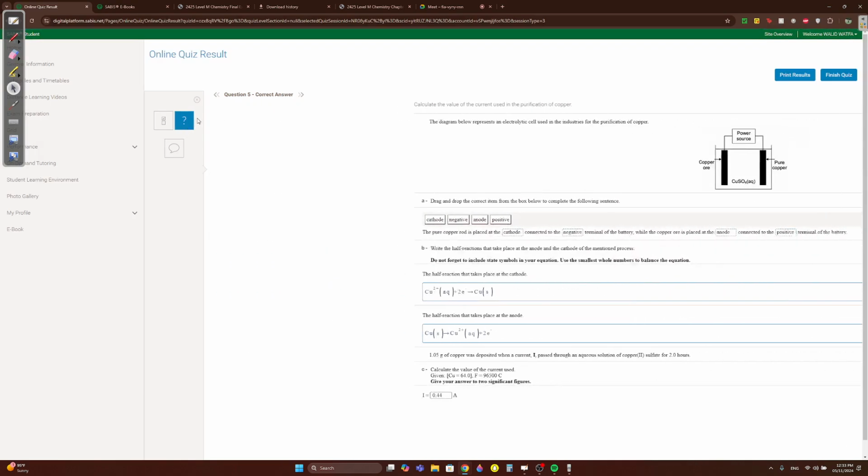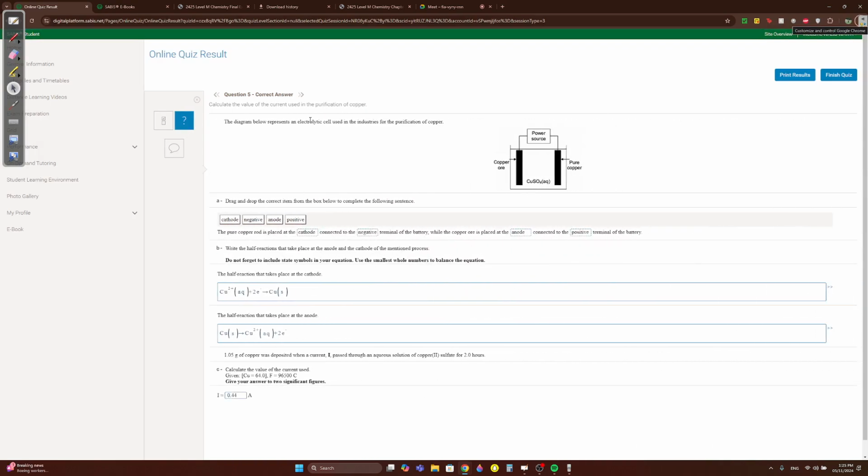Question 5. Here, they have an electrolytic cell. An electrolytic cell, it's the same thing as electrolysis, huh? Or is it a galvanic cell? But yeah, it's like electrolysis. The pure copper rod is placed at the wall. So basically they want to purify copper.